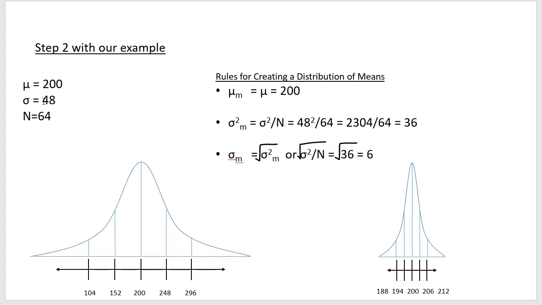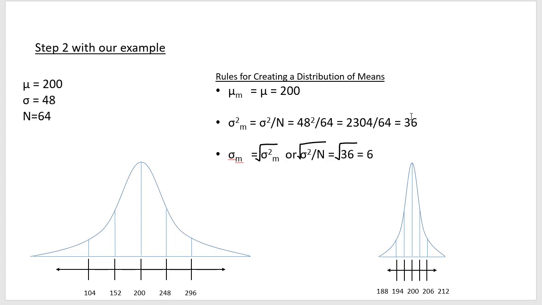Well, it is. In order to get variance from the standard deviation, we square it. And vice versa. Whenever we want to get the standard deviation from the variance, we take the square root. So if we square the standard deviation, we get the variance. So 48 squared divided by 64 is equal to 2,304 divided by 64, which is equal to 36. That is our population variance of the distribution of means.